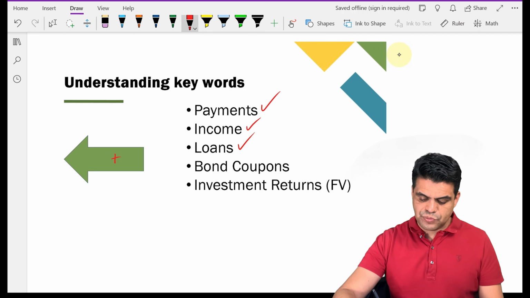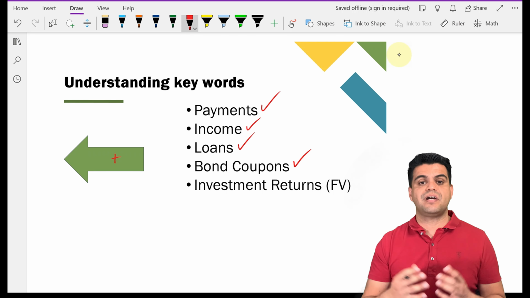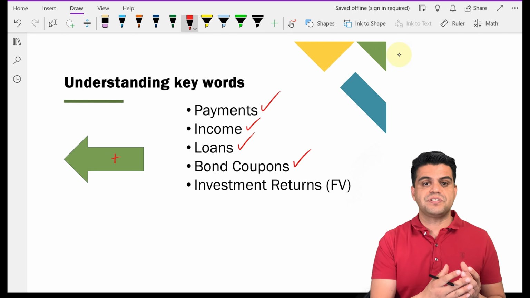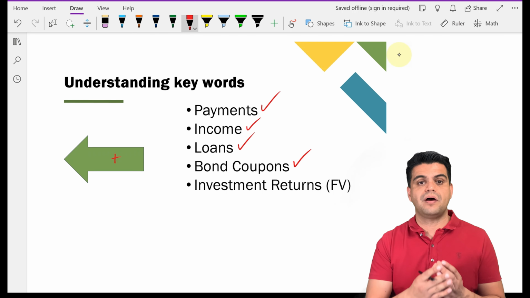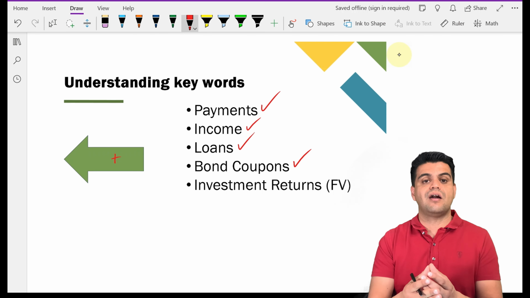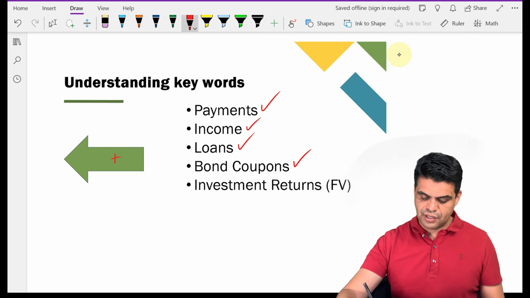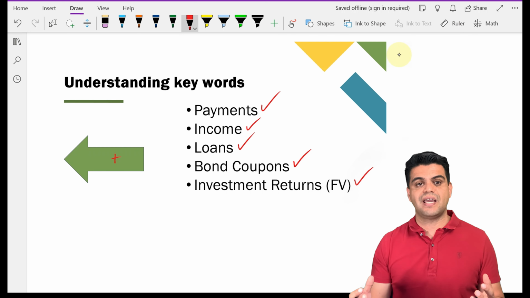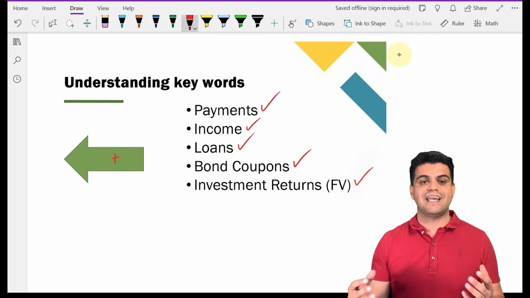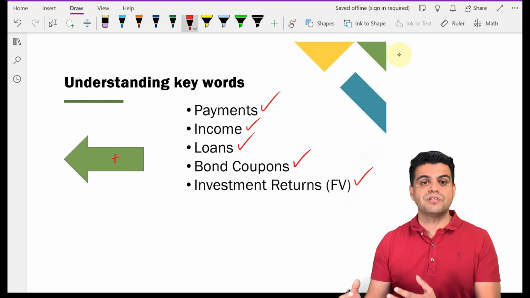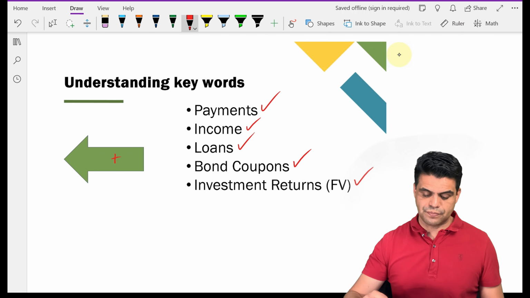So next we have bond coupons. When we start talking about bonds, you know that when you purchase a bond, you're entitled to coupon payments. Those payments are made back to you. And then we have investment returns. So when you make an investment today, right, you're expecting a return, a positive return on your investment in the future.